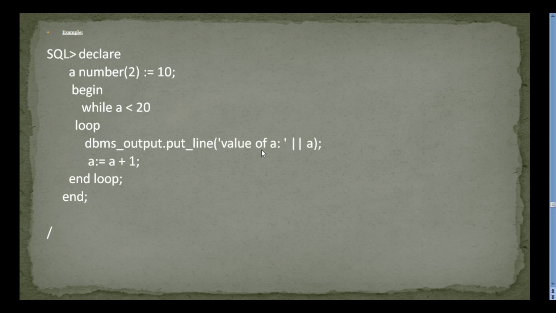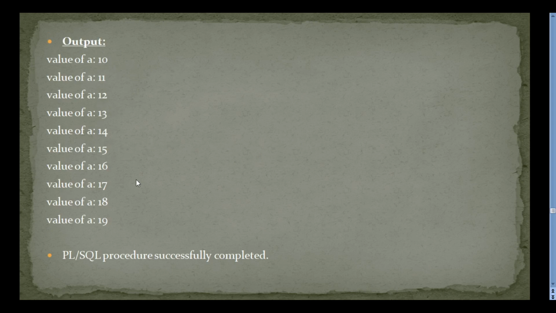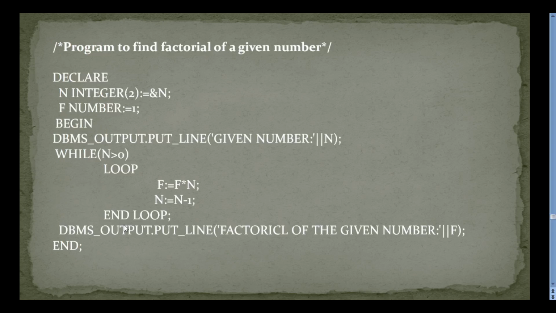What are the statements? Print the value of a, which is 10. Then the a value is incremented by 1, so that means 11. Again the condition will be checked in the while loop. The controller passes to the while loop with the new value of a. 11 is less than 20, of course it is also true. That's why the statement is executed again and prints the value of a as 11. Next 12. Up to that, it prints the values up to 19, from 10 to 19.